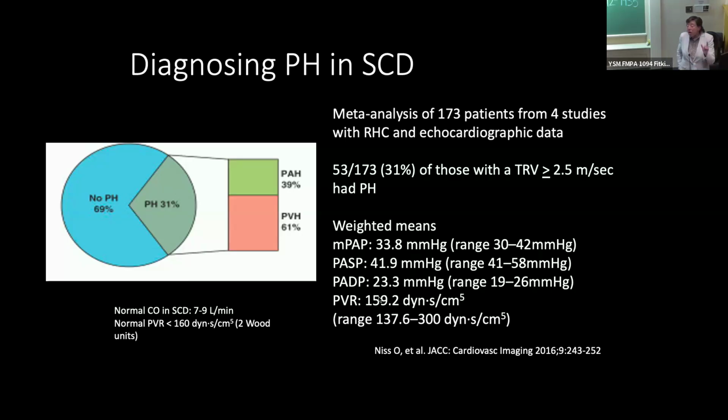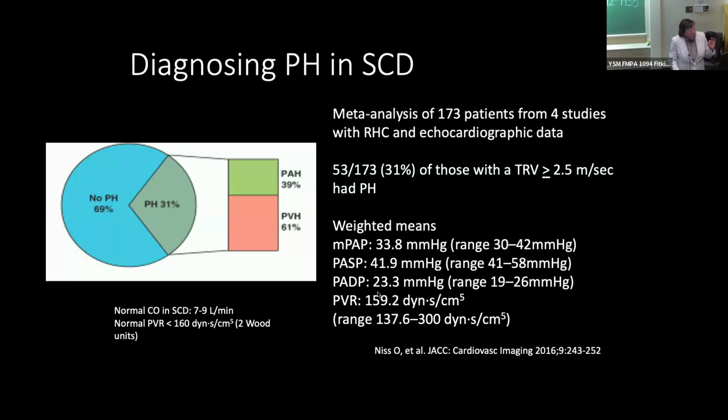And so remember, this is a disease, and we know this from right heart cath data that dates back to the 1950s, where the normal cardiac output is 7 to 9 liters per minute in patients with sickle cell disease, because that is how your heart compensates for chronic anemia. Because of that, remember in your PVR calculation, the cardiac output is the denominator. So having a high cardiac output means that these patients have a baseline PVR of less than 1 Wood unit, or 60 to 80 dynes per second per centimeter to the fifth.